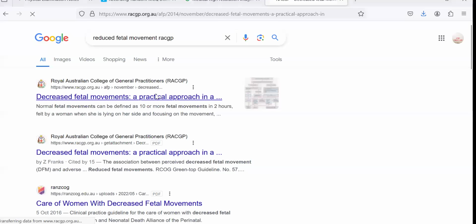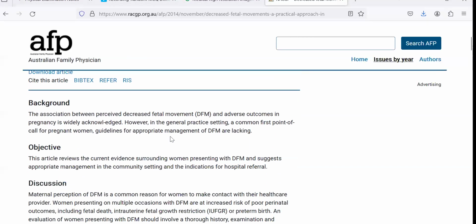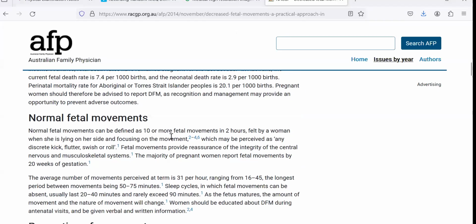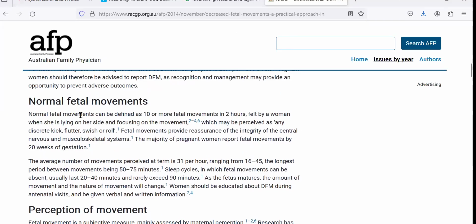Okay, I'll show one thing. Reduced fetal movement. It's a good question, Dr. Arpita. There is the RCOG guideline about reduced fetal movement. So what do you normally do if a patient comes to you saying that she can't feel the baby's kick?